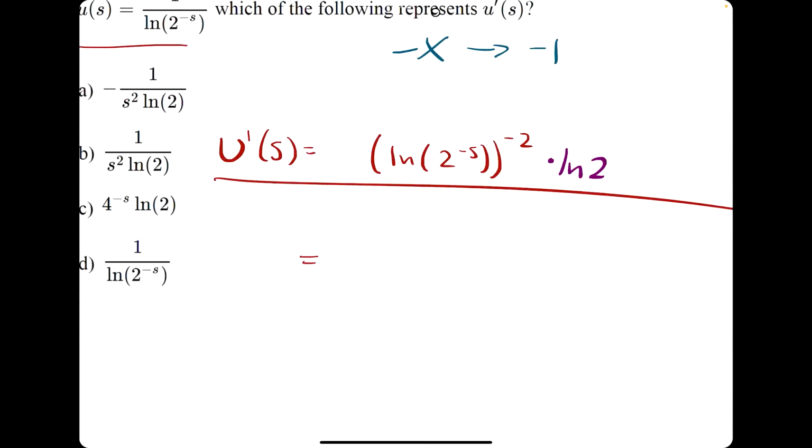So now what they've done here is a little evil. They've used properties of logs to bring this exponent out in front. So what we get is negative s times ln of 2. And then this ln of 2 gets carried down.